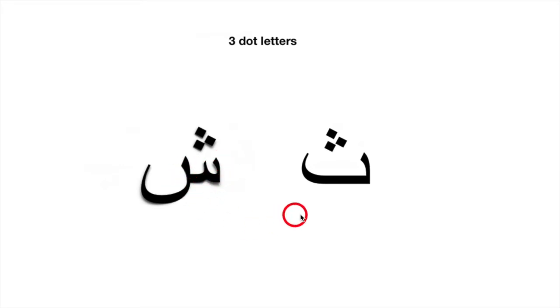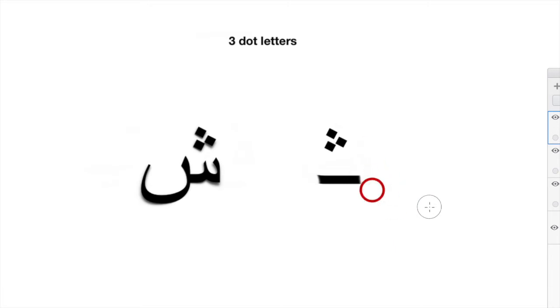So if we look at the letter tha, in the same way that we looked at the letters ba and ta and noon, if I was to remove some part of this letter here, you can see it's still a tha. If I was to remove some more, it's still a tha. Even if I was to remove the entire amount, but understand that the dots are above the line rather than below, then I would know that this was the letter tha. So this line here indicates that these dots are above the line, indicating that this is a tha.